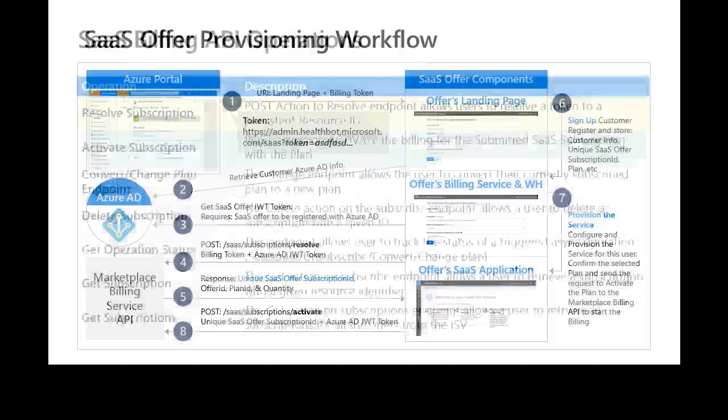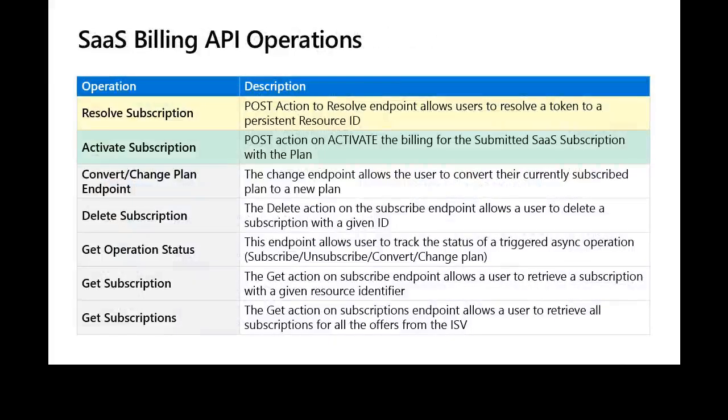Okay. Very, very straightforward. Now let's look at the billing operation. So we have the resolve and activate. We talk about those two extensively, and then you have all the CRUD operations on the subscriptions and the plans. So convert, change plans, you can delete the subscription, you can get operation status, you can get subscription and get subscriptions. What this will do is provide you extra information. So let's say that you want to see all the plans that you have for that service. You will send us a get subscription, and this will return the list of all the available plans and all the available subscriptions for that.